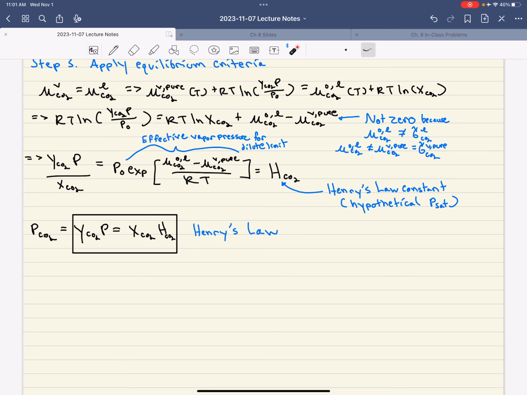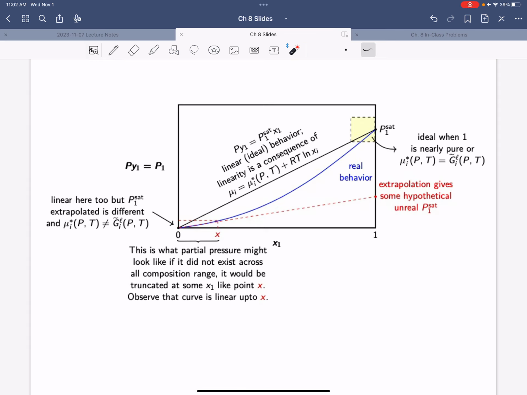So to augment the explanation, we could also think about these equations visually. And so in this illustration, or in this schematic, what I'm plotting on the left-hand side, or the y-axis, is the partial pressure of some species 1. And on the x-axis, it's the mole fraction in the liquid phase.